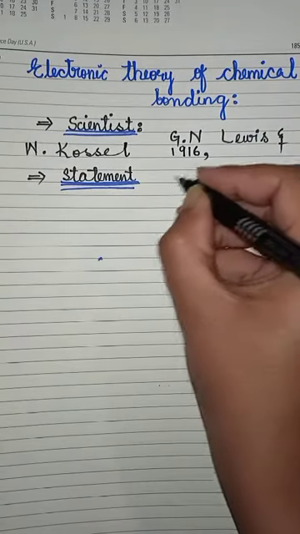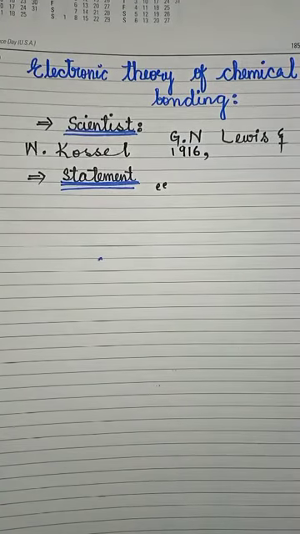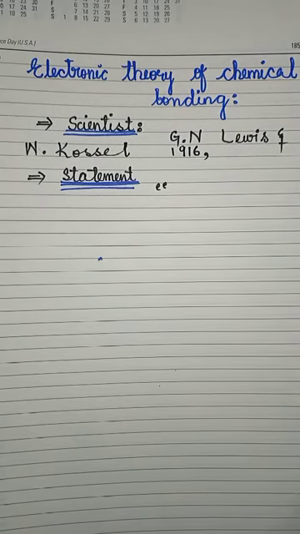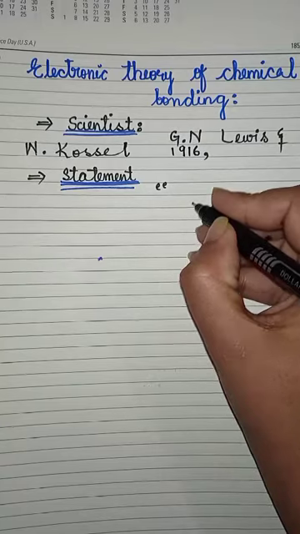And what they said, उनकी statement क्या थी? वो क्या कहते थे? They used to say that in chemical bond formation, atoms interact by losing, gaining or sharing of electrons so as to achieve a stable noble gas configuration. Means they used to react with each other to stabilize their outermost electronic configuration up to the noble gas configuration, right? So let me write the statement of G.N. Lewis and W. Kossel related to electronic theory of chemical bonding.